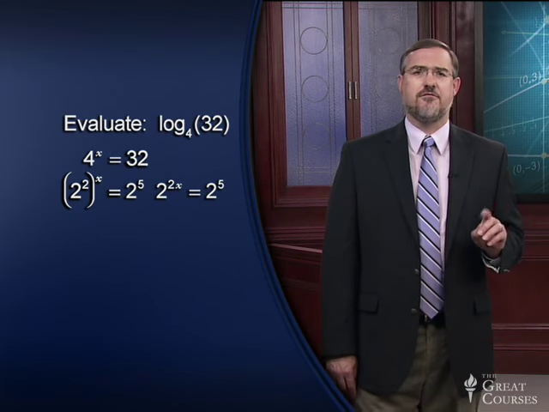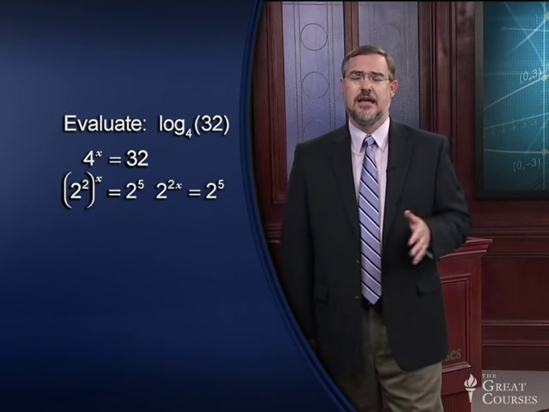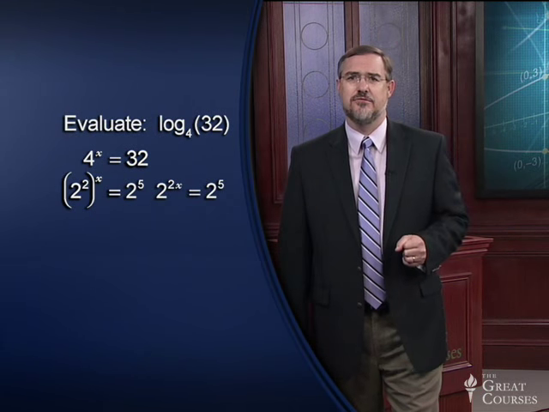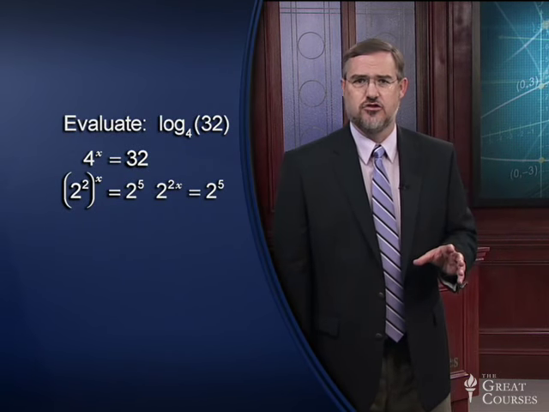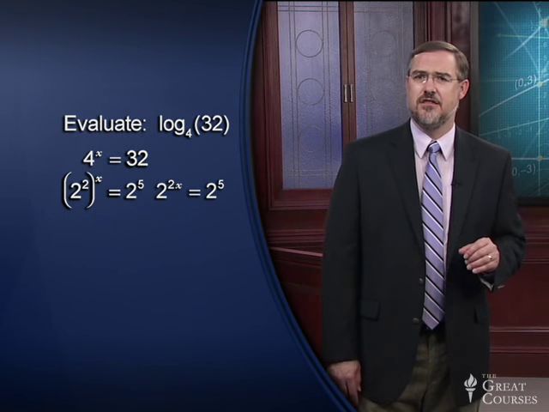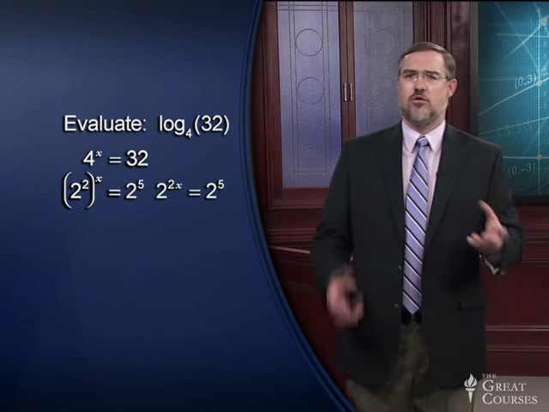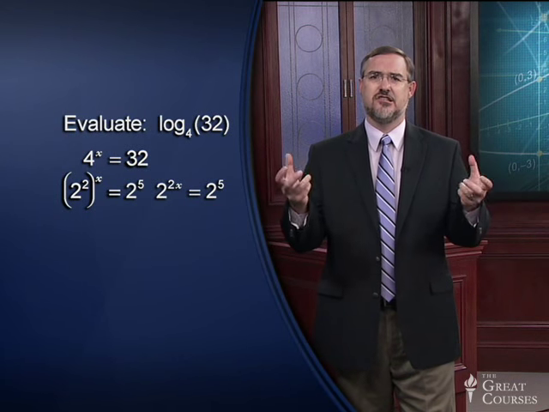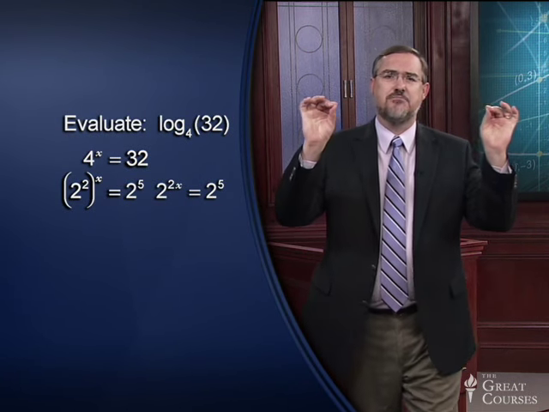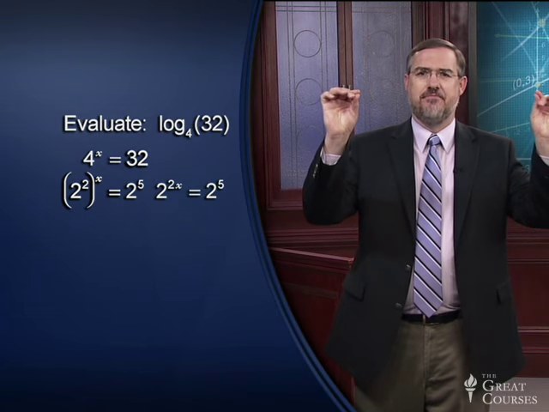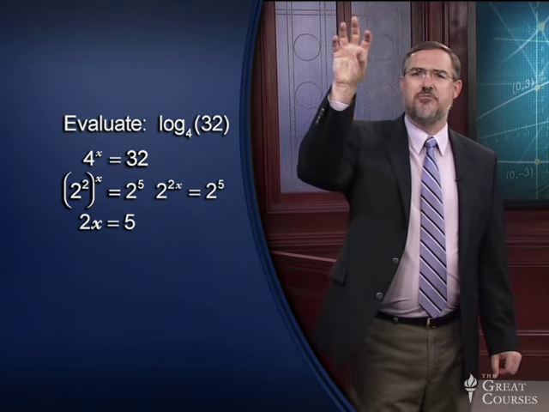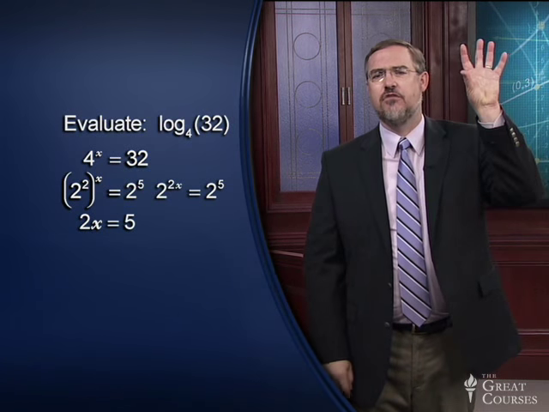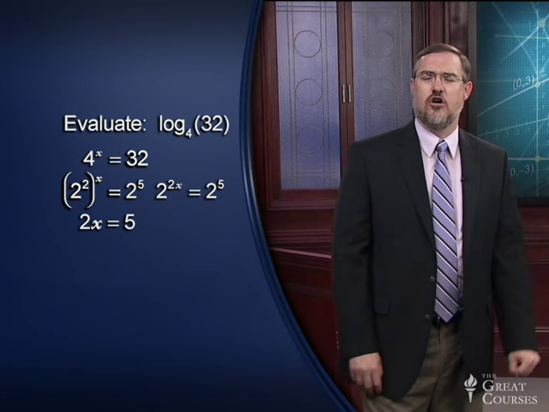Now, here's an important fact that we've used before in these kinds of exponential problems. If you have two quantities that are equal, like we have here, 2 to the 2x equals 2 to the 5th, and the bases are equal, notice that we have 2's on both sides as the bases, then the exponents have to be the same. And that means I can conclude then that the 2x, which is the exponent on the left, has to equal the 5, which is the exponent on the right.